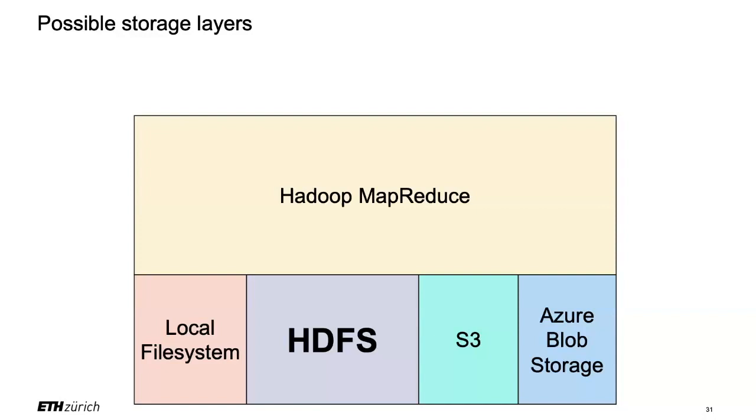We have all of these storage layers: the local file system, HDFS, S3, blob storage, and so on. It doesn't really matter, it's all working. You can use Hadoop MapReduce on top of that. Just a word on Hadoop: Hadoop MapReduce is the open source implementation. The original one, as it was done at Google, is proprietary. Hadoop MapReduce is the open source version of that. It's very similar, except that anybody can use this one.